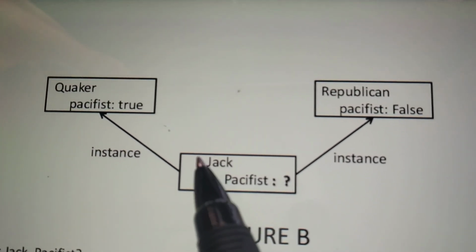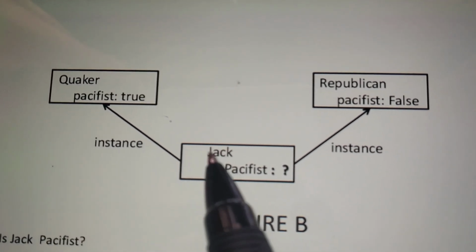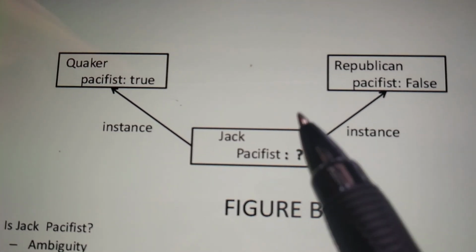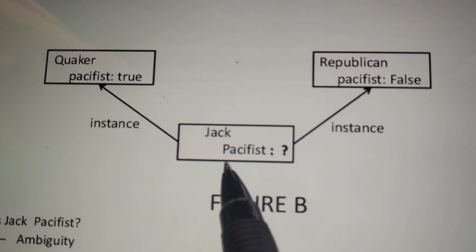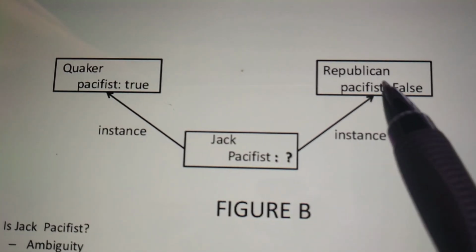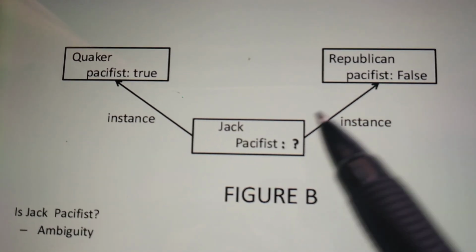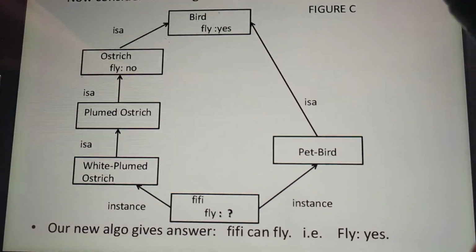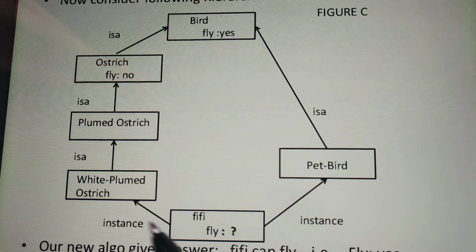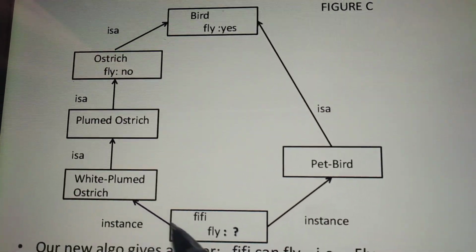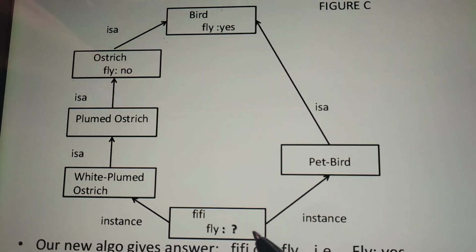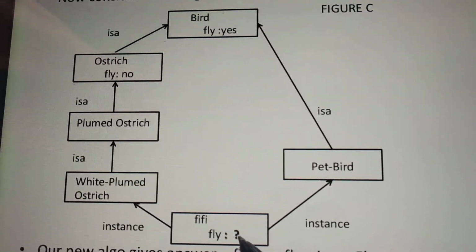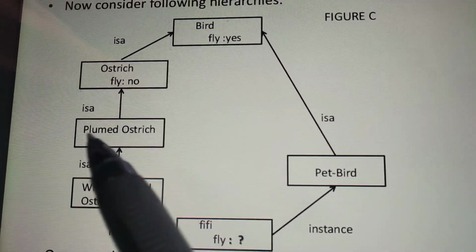But now the inferential distance algorithm gives the answer of pacifist in this case correctly as ambiguity. Understood why? Because the inferential distance from Quaker to Jack and from Republican to Jack is the same, and as a result the answer is true as well as false, which is ambiguity or contradiction. When we consider our next figure, figure C, let's see how inferential distance changes the answer. With the previous path length algorithm, the answer that you got for fly here was yes, but I told you that the actual answer should be no.